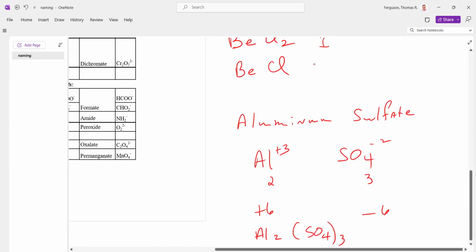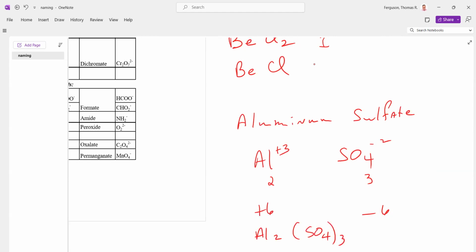Notice I put parentheses around the SO4 because if I didn't do that, it would be SO43, which doesn't make any sense. Okay. So anytime you have a grouping, put parentheses around it, unless it's 1. You can still put parentheses around it if it's 1, but most of the time people don't. But you're more than correct if you do. It's not a problem at all.